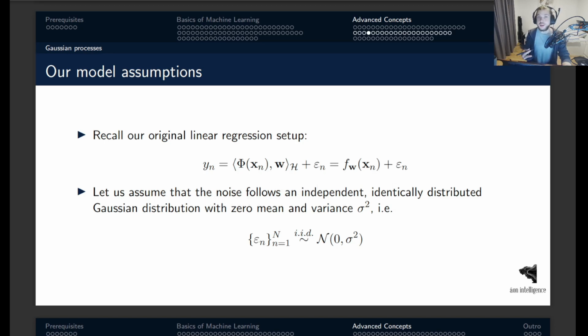And in practice, you would have to check whether this is indeed true. But let's assume that the noise follows an independent, identically distributed Gaussian distribution with zero mean and variance sigma squared. And in notation, it looks like this. So these epsilons are now random variables that we draw from a univariate Gaussian distribution where the expectation is zero and variance sigma squared. And we draw all these errors IID. This is a really strong assumption, so don't underestimate this.